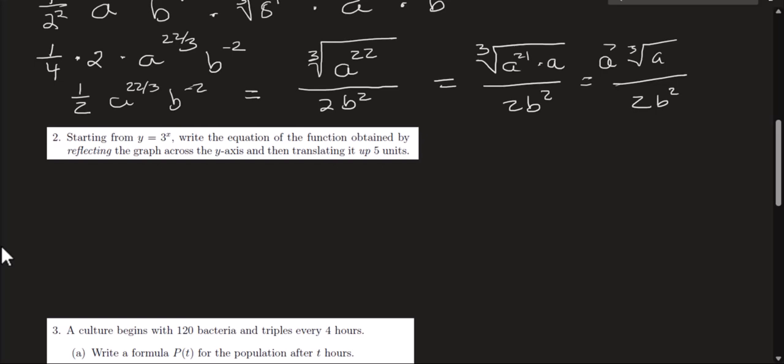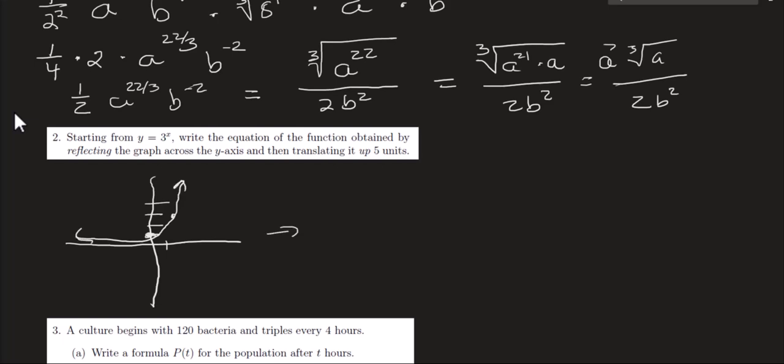Alright, starting from y equals 3 to the x, write the equation of the function obtained by reflecting the graph across the y-axis and then translating it up 5 units. So y equals 3 to the x. We're just going to look at it first and then we'll write the equation. We know it's going to cross here at 1, and at 1 it'll be 3, and exponential equations look like this.